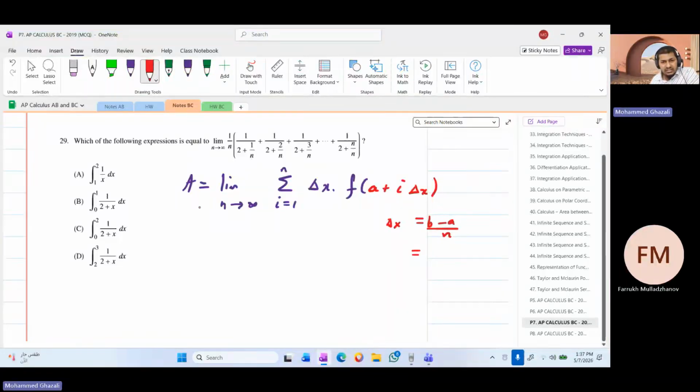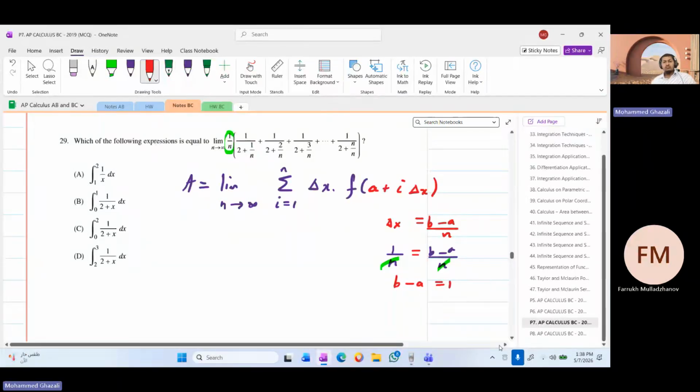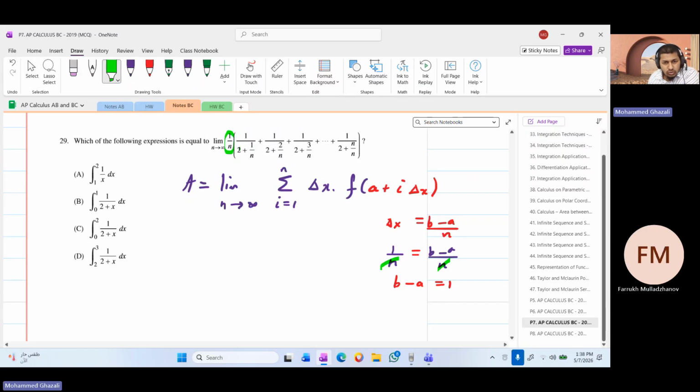Now we need to know what the width is here. You see this 1 over n, this value gives us the width. Makes sense? So delta x is 1 over n, which is b minus a over n. So the n can cancel out, and b minus a is equal to 1. Now in the function itself, we have 2 plus 1 over n, 2 plus 2 over n, 2 plus 3 over n. So that is the a plus i delta x.